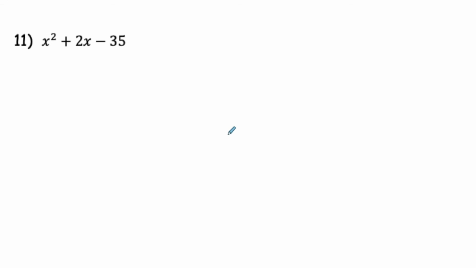All right, number 11. Again, we look for a GCF first, and we do not have a greatest common factor here. There's no number we can take out, no variable we can take out. So we go right to our table. So I need two numbers that will multiply to give me negative 35 and add to give me 2.